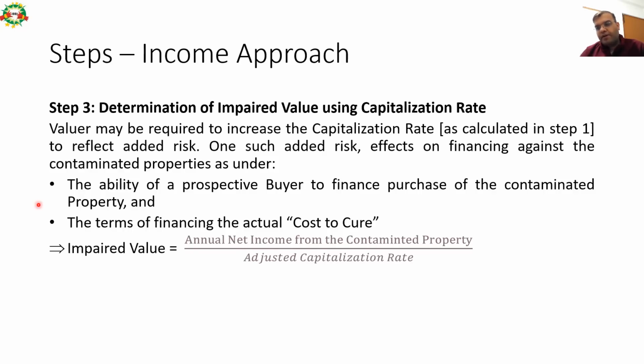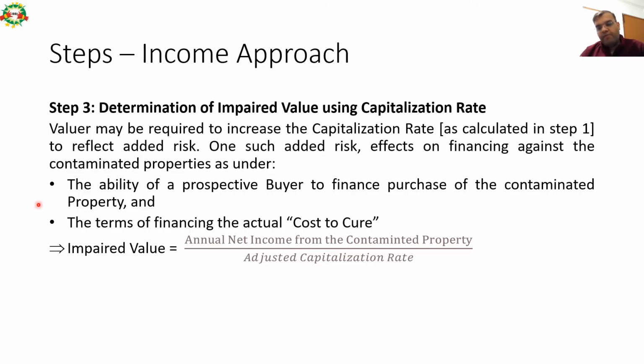So one of the factors, if somebody is planning to buy a contaminated property, is that he may not be able to get easy finance from the bank, and even if some bank gives a loan to the customer, the bank may charge a higher ROI.